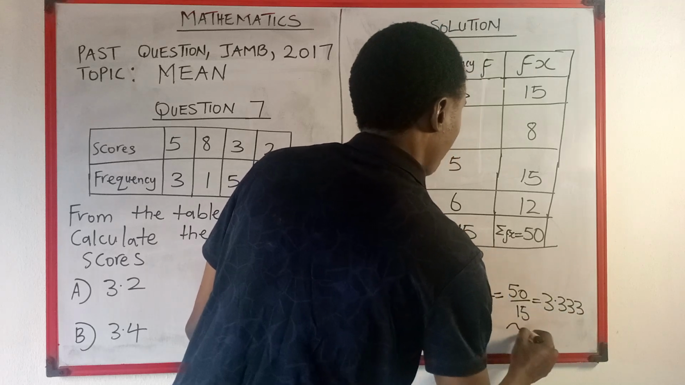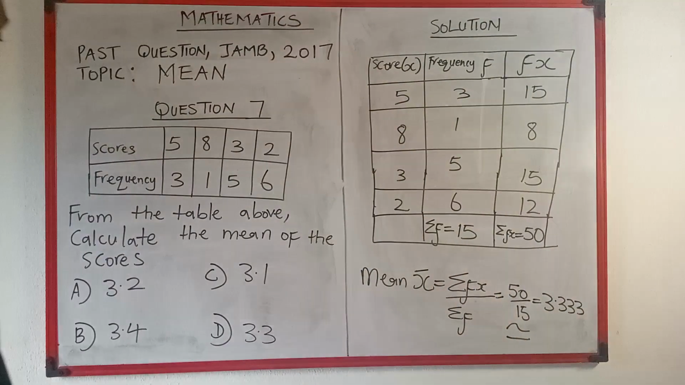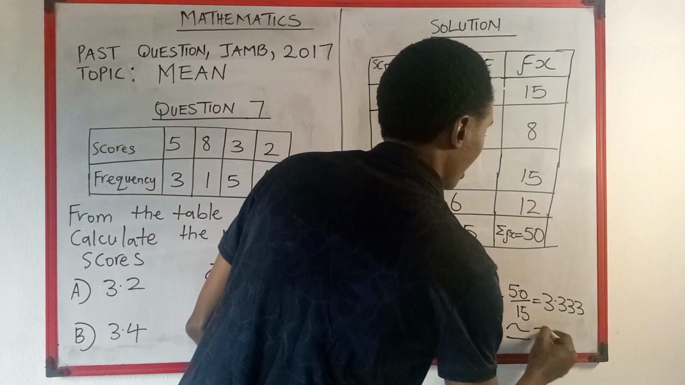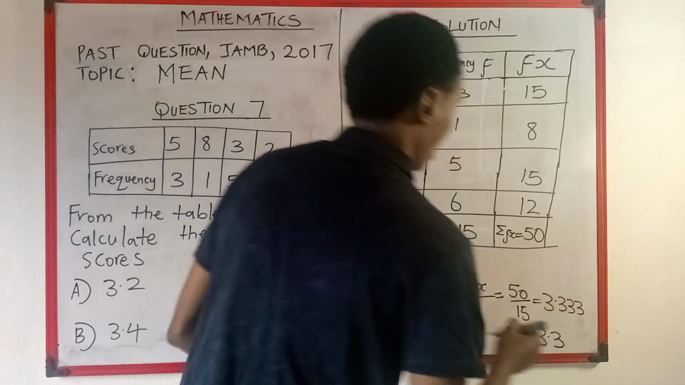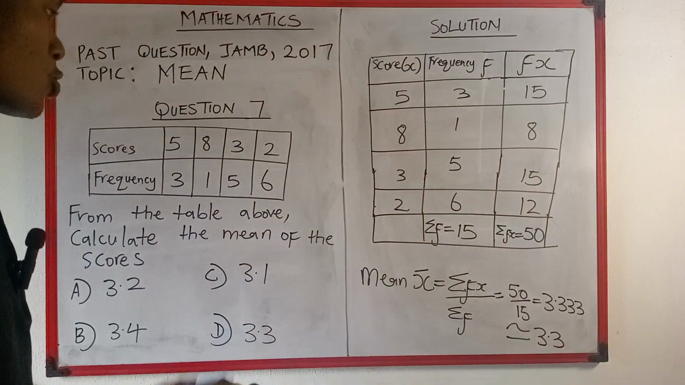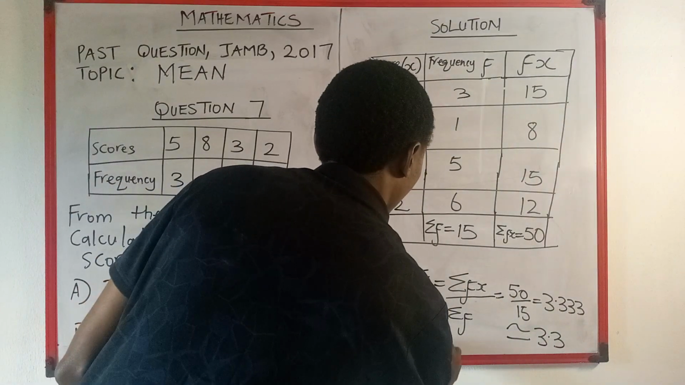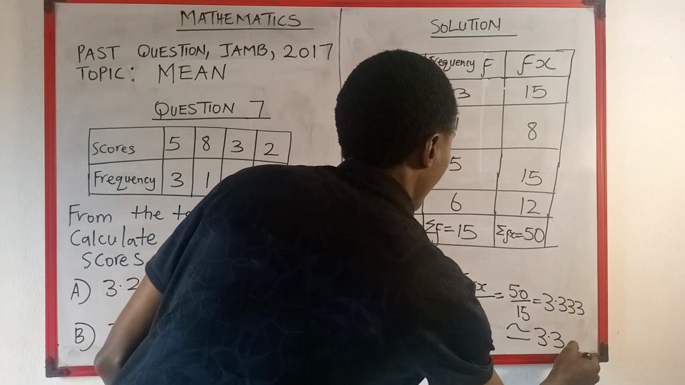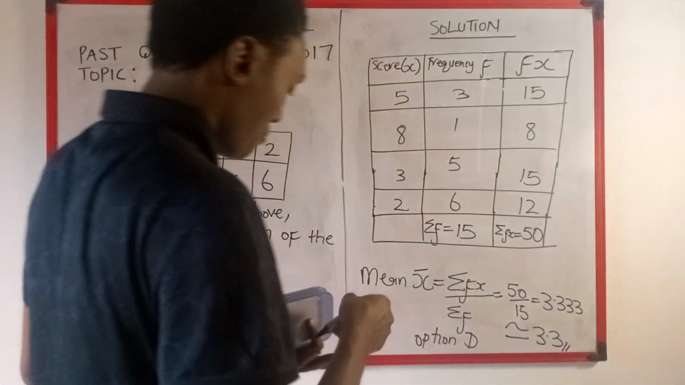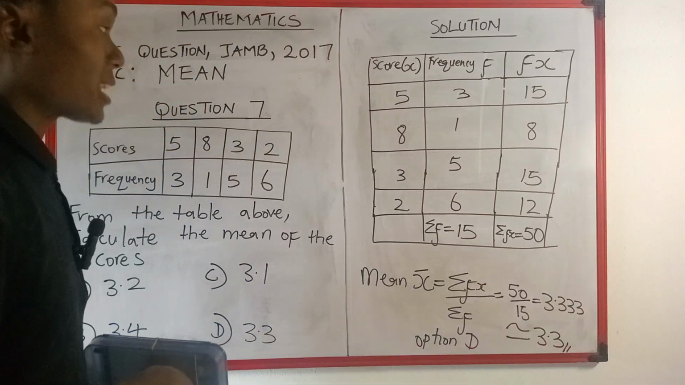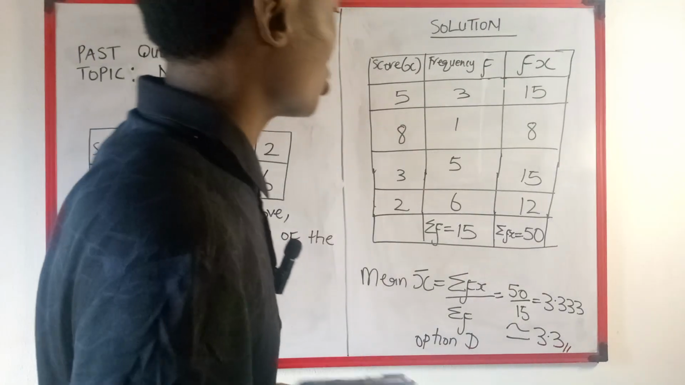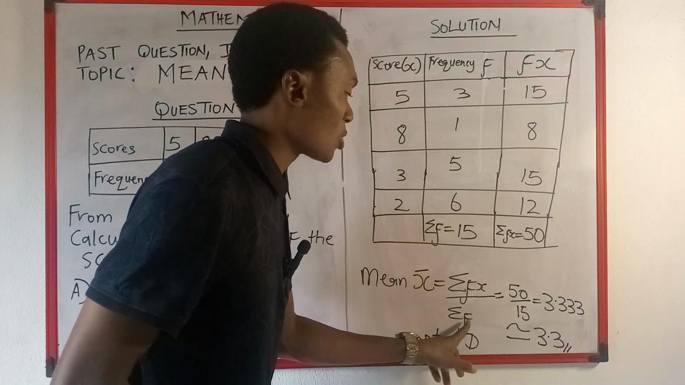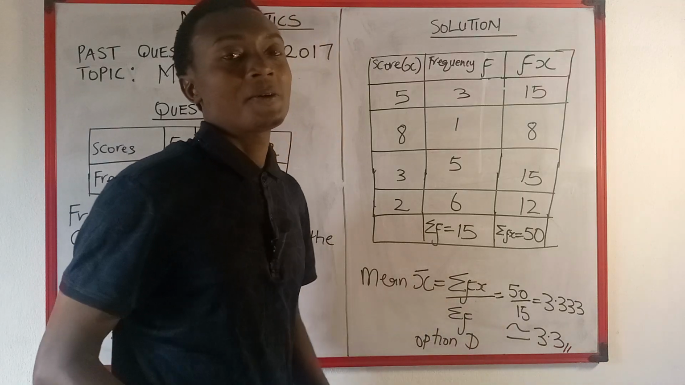You have 3.333, approximately. You go back to your options. The one that suits it is 3.3. So approximately 3.3, and that is option D. That is our answer. And this is how you solve questions involving mean in tabular form. Always take note of the formula: summation of Fs over summation of F.